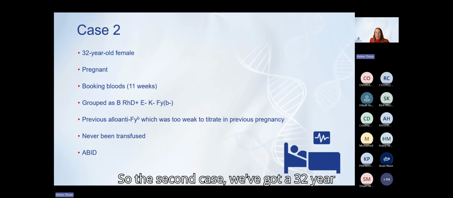So the second case, we've got a 32-year-old female. They are pregnant. This is their booking bloods. They are 11 weeks gestation. They've been grouped previously. They are B pos, big E neg, K neg, and they are also Duffy B neg.